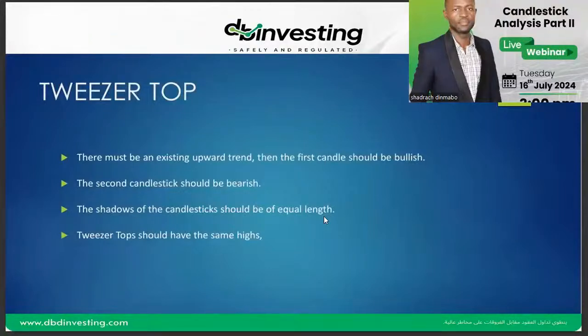But there are some tweezer tops that do not have a shadow. They could be two twin marubozu. There are several of them, and these are just examples. Like I earlier said, check out for these patterns at the top of a trend or at the bottom of a trend.